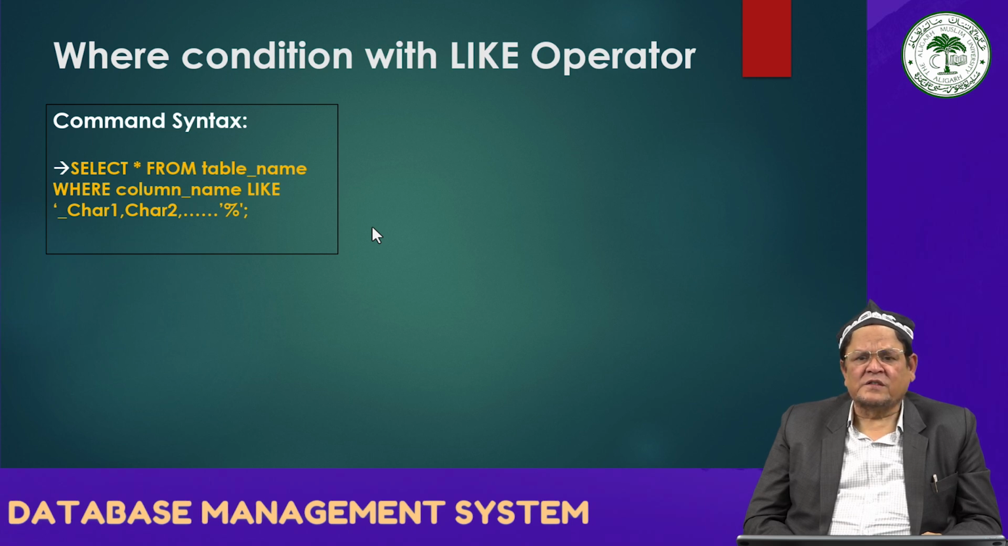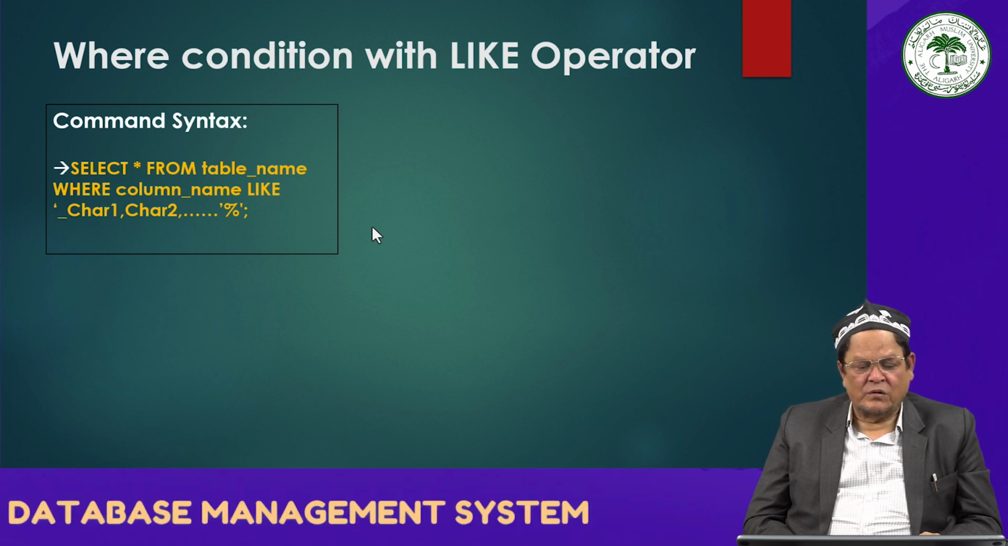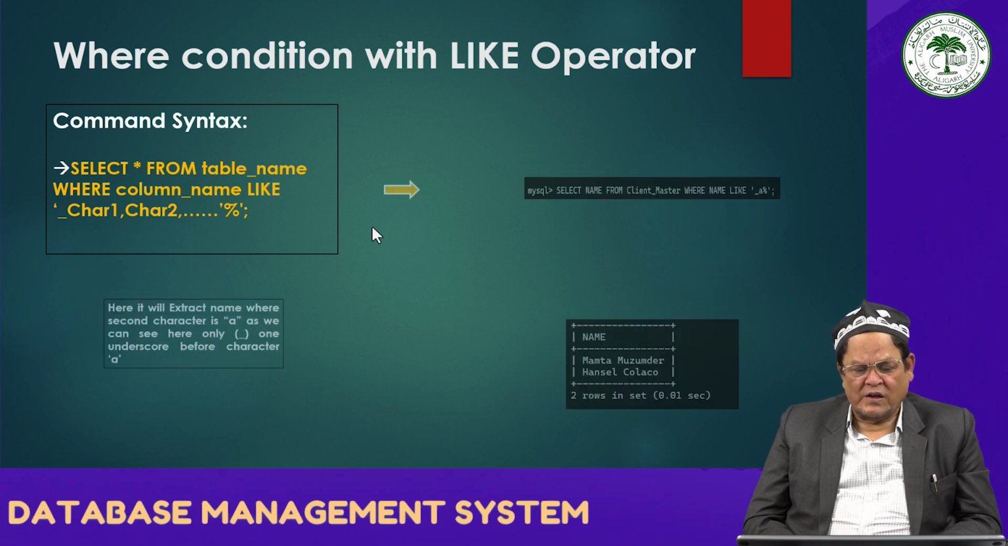The command syntax is SELECT *. The asterisk means that if we want to see all the attributes, we have to SELECT * FROM table name. You have to specify it, then WHERE condition, WHERE column name LIKE char1, char2 and 1%, and then a semicolon. How do you write it in MySQL? You can see on the screen.